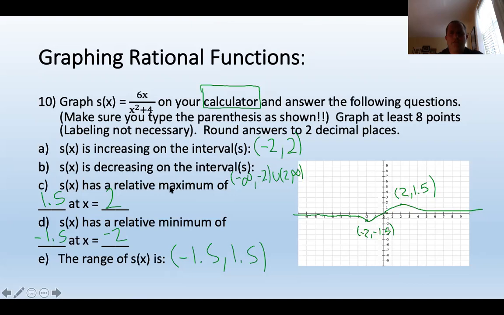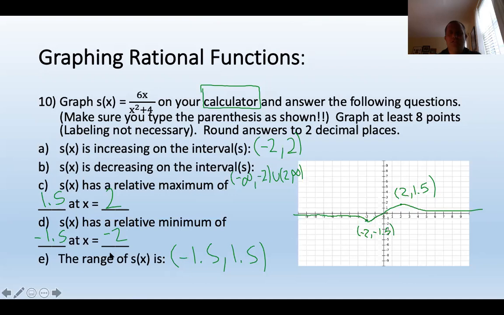S of x has a relative maximum of, so the relative maximum is the y value of the maximum, and the y value of this maximum is 1.5, and it's at x equals 2. And then S of x has a relative minimum of, here's the relative minimum right here. That relative minimum is negative 1.5, and it's when x is negative 2.